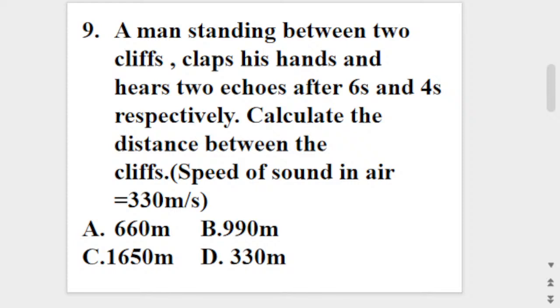Just add them together. And you know the famous formula: speed of sound in air, v, is equal to 2d all over t. V is the speed of sound in air, d is the distance between a man and an obstacle, like a wall or a cliff, and t is the time it takes for the echo to be heard back after a man makes a sound or claps his hand.